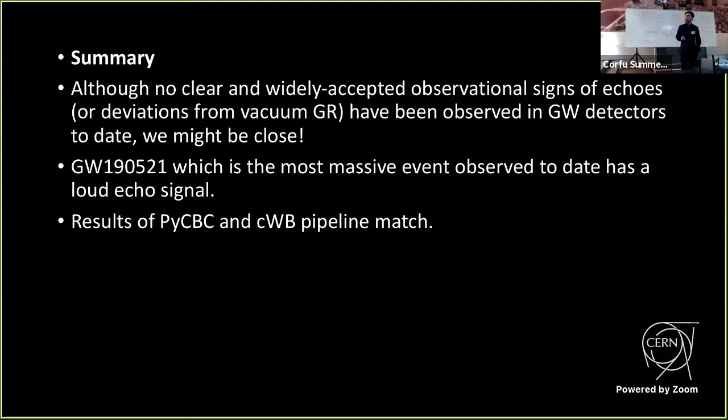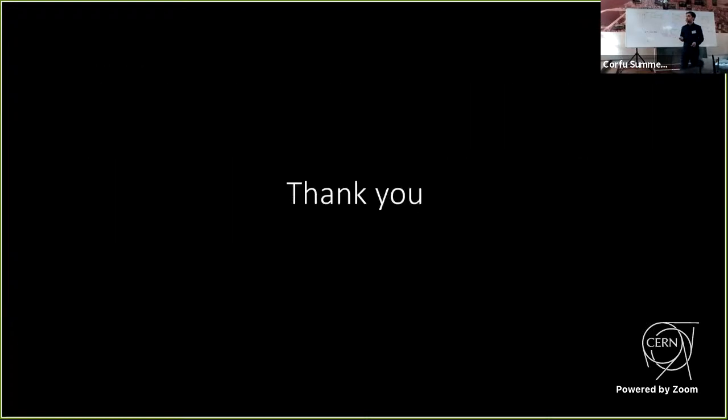To conclude, although no clear and widely accepted observational signs of echoes or deviations from vacuum GR have been observed in gravitational wave detectors to date, we might be close. GW190521, which is the most massive event observed to date, has a loud echo signal. Results of the CBC and cWB pipelines match together. Thank you.